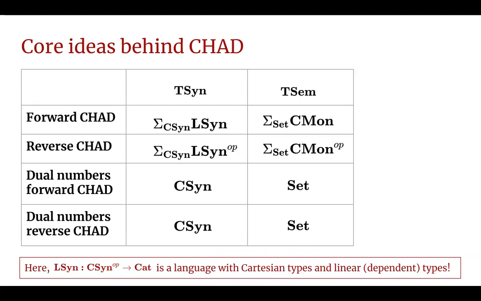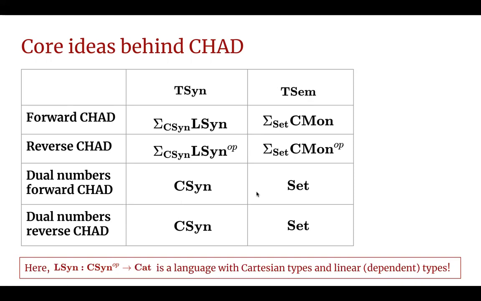So for dual numbers style AD, it's very simple. We can choose the target language to basically be the same as the source language. In this case, I write CSIN for it, so that I mean it's a target language with Cartesian types. So the C means Cartesian types. The semantics of the target language is again going to be just in terms of sets and functions.